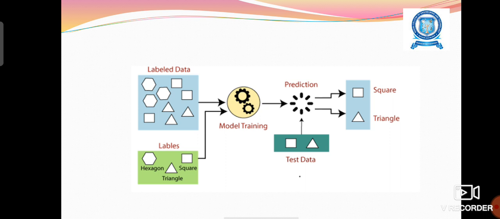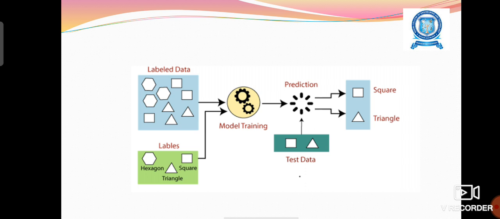So this is the diagram showing the process of supervised learning. There is the data set. Data sets have labeled data. For example, in this data set, there are some shapes. Shapes are labeled with their names, that is, a particular shape is hexagon, square, or triangle. So the labels are available with the data items. And the machine learning algorithm will analyze the data set and construct one model.